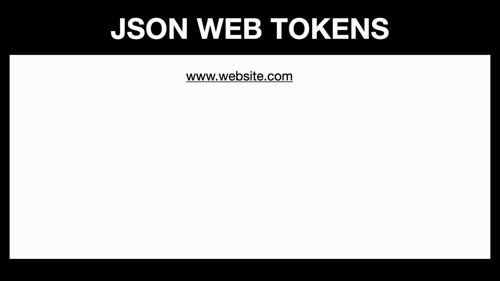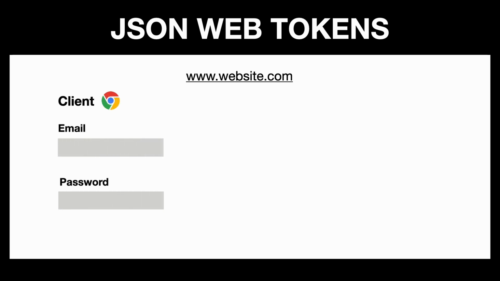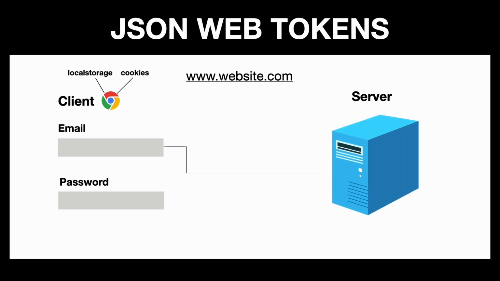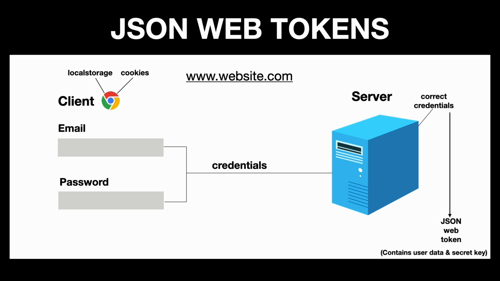Now let's discuss JSON Web Tokens. Again, let's consider the scenario where a user tries to log into a website. The user or client provides their credentials, such as username and password, to the server for authentication. The server then validates the user's credentials. If the validation turns out successful, then the server creates a JSON Web Token containing payload data about the user. This data could include user ID, roles, permissions, and any other relevant information.